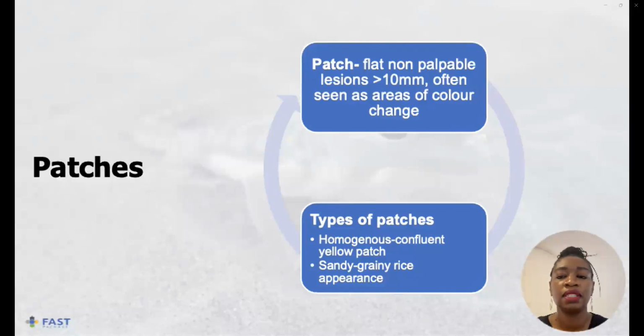So what are patches? Remember we talked about the 3 specific things. A patch for FGS, rather, is a flat non-palpable lesion more than 10 millimeters, often seen as an area of color change. We've talked about the 2 types that we might see with FGS: the homogeneous, which is a confluent yellow patch, as well as the sandy grainy rice appearance of patches.